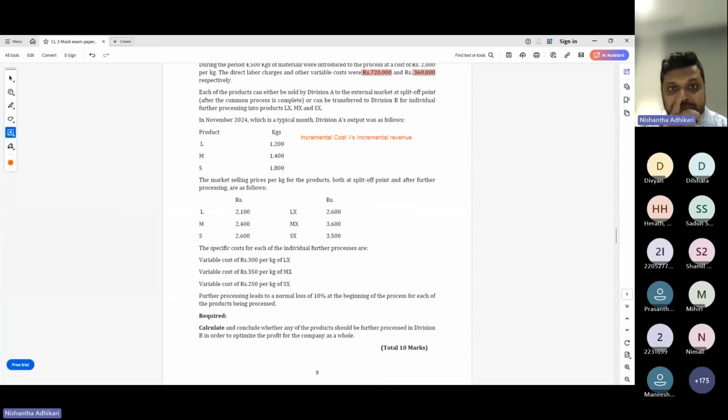Right. The market selling price per kilogram for the products, both at the split-off point and after further processing, are as follows. Look at these values. L 2100, M 2400, and S 2600. LX 2600, MX 3600, SX 3500. The specific costs for each individual further process are: variable cost of rupees 300 per kilogram for LX, 350 rupees per kilogram for MX, and 250 per kilogram for SX.